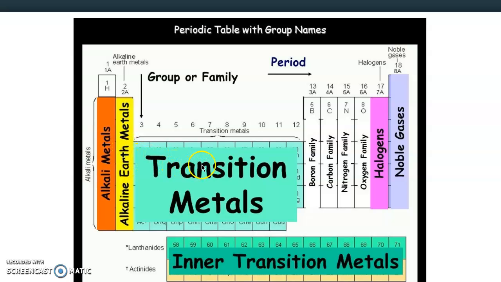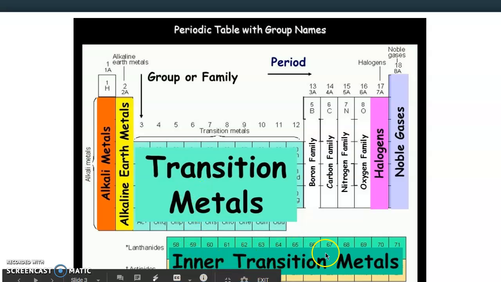Then we have our transition metals, which is a big chunk of our table in the middle where most of our metals are. We have our inner transition metals as well. Every one of these has metal in the name, which we learned last time when we were describing the difference between metals, nonmetals, and metalloids. Inner transition metals are the ones down below.